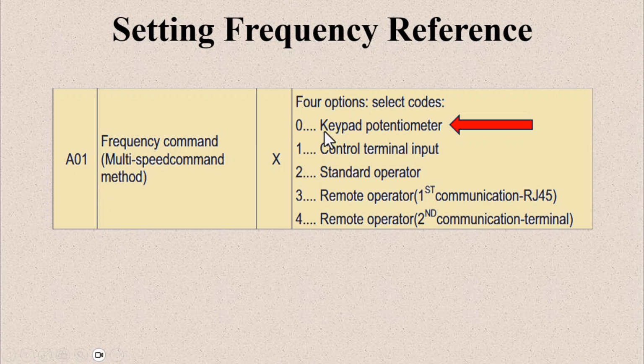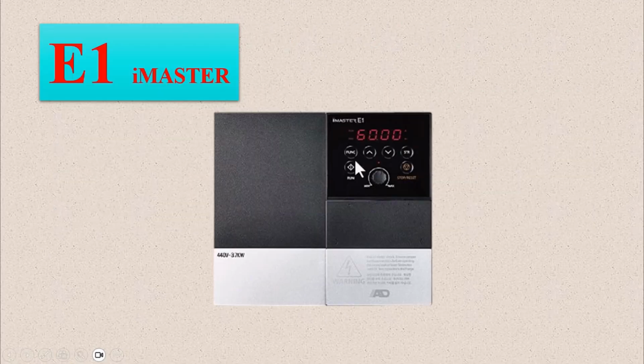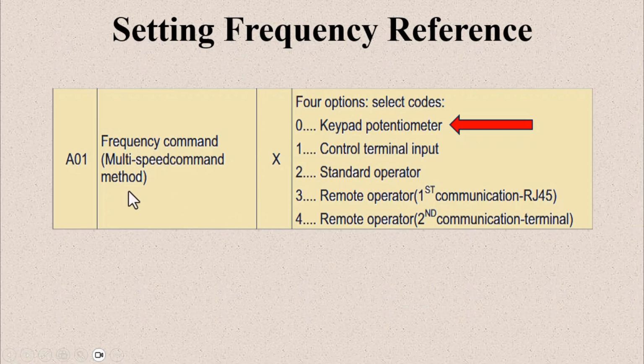If we want the frequency reference on the E1 inverter to be set by the potentiometer on the inverter's own keypad, we need to set parameter number 1 from group A to 0, which means parameter A01. If it's set to 0, our frequency reference will be controlled by this manual potentiometer dial on the keypad. So, we set parameter number 1 from group A to 0.